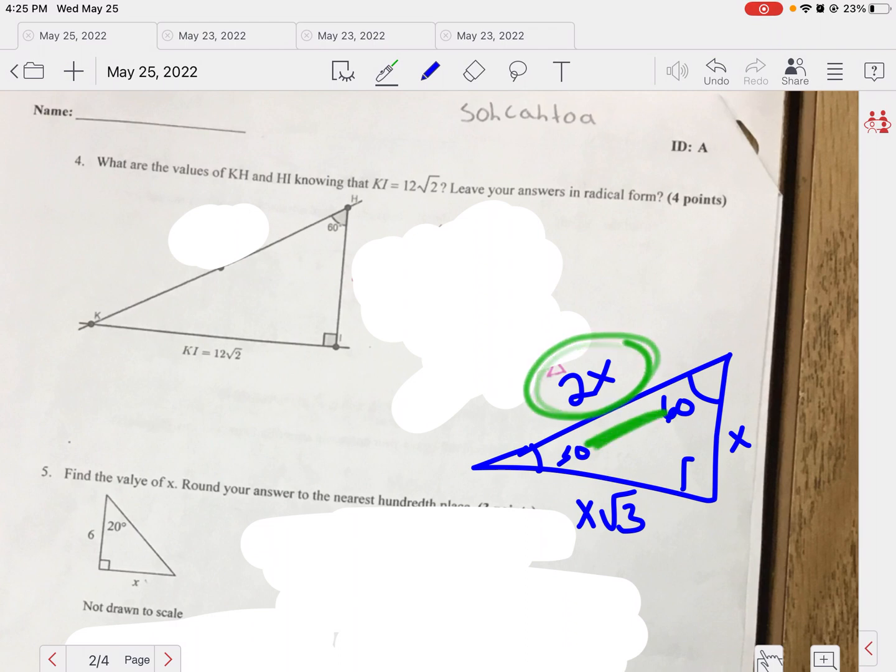So think, okay, double 60, 30 is double that, you get 60. And the 2x goes between the 30 and the 60. Hopefully that'll help you remember it. So it says we want to know the value of KH and HI. So we need to find this side and this side separately.